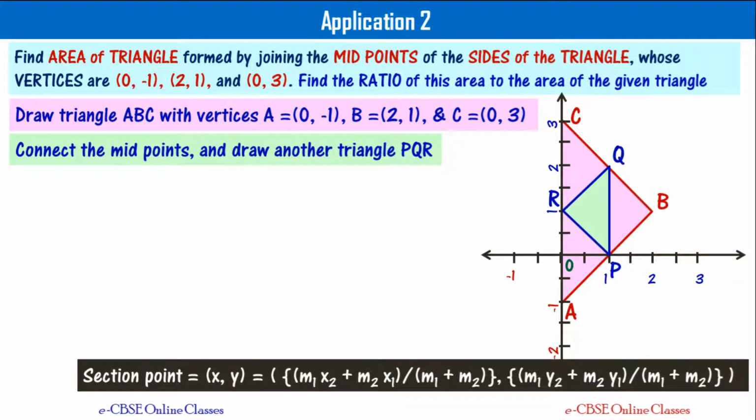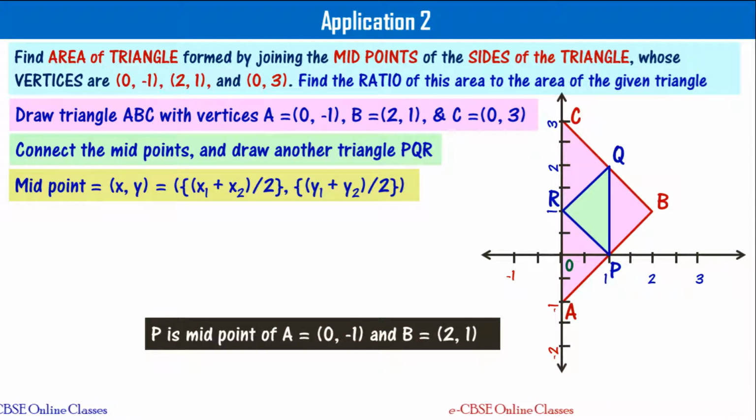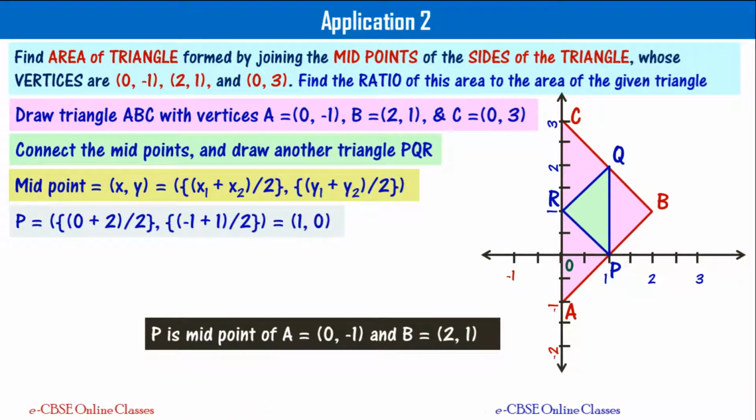From the section point formula, we know that by substituting m1 equal to m2 equal to 1, we can get midpoint. Midpoint formula can be written as x, y equal to (x1 plus x2) divided by 2, (y1 plus y2) divided by 2, right? If you observe the figure, P is the midpoint of line AB. So let me write P is the midpoint of A and B, where A equal to (0, minus 1) and B equal to (2, 1). Let's substitute these values into midpoint formula such that we get P equal to (1, 0).